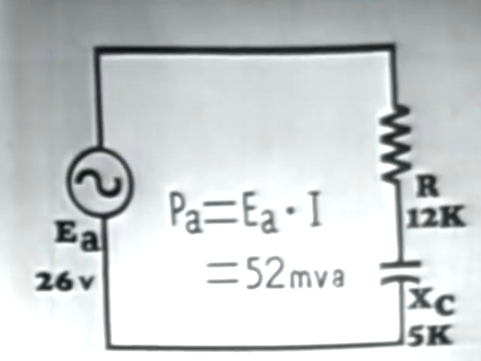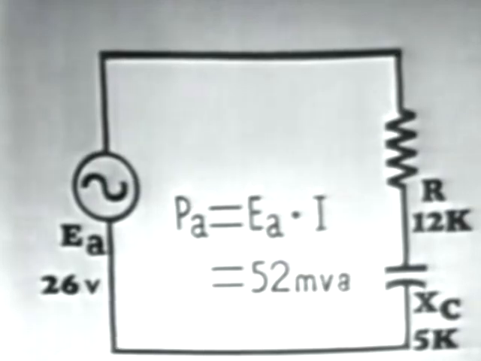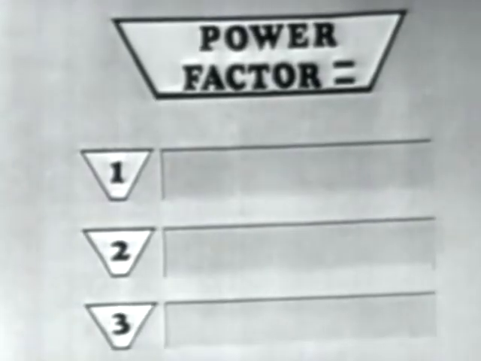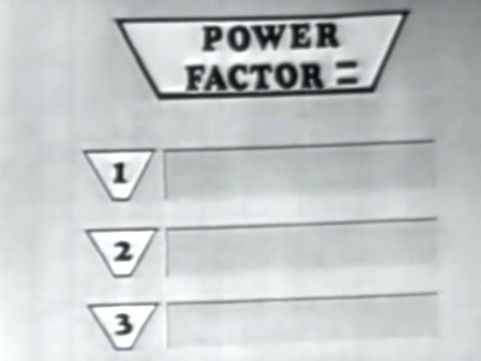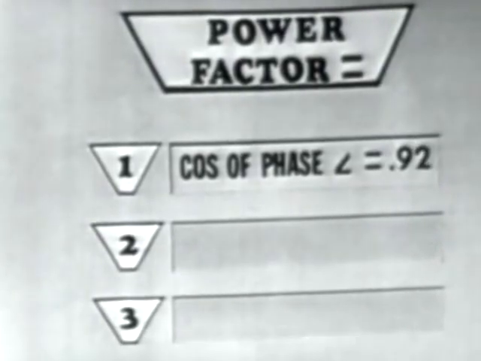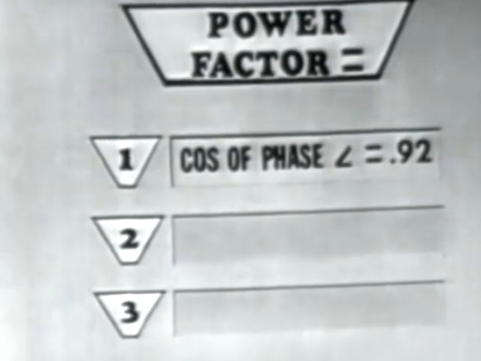Well, now that we have determined the true power and apparent power, the next thing we could do is determine the power factor of this circuit. And the power factor may be determined by using one of the three following expressions. Number one, the power factor is equal to the cosine of the phase angle, which is equal to 0.92. Where did this 0.92 come from?